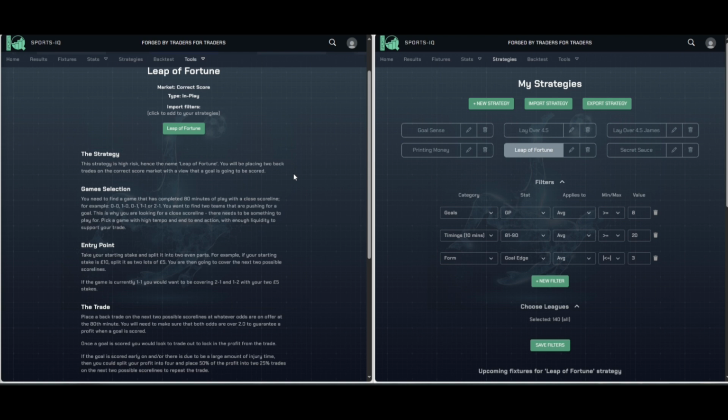You will need to make sure that both odds are over 2.35 to guarantee a profit with a strike rate of 42% that you can get with the filter on Sports IQ. Once a goal is scored, we trade out for a profit.